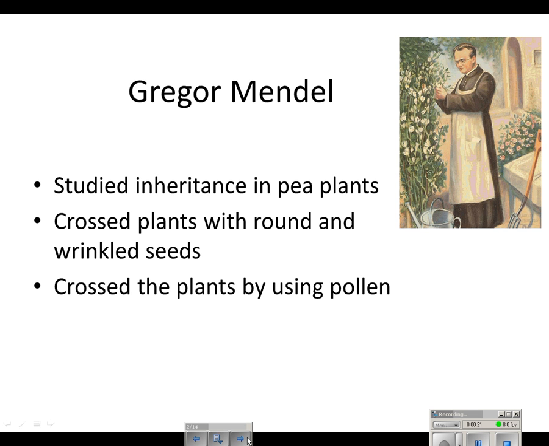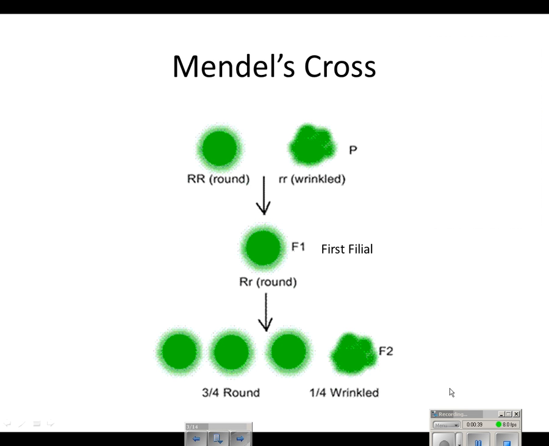And what he did, he crossed plants that had either a round, smooth seed or they had wrinkled seeds. And he did this by actually brushing some of the pollen off one plant and then cross-pollinating with that brush and putting the pollen on the other plant. And what he did, if you look at this, we have a round seed and a wrinkled seed. And this was called the parent generation.